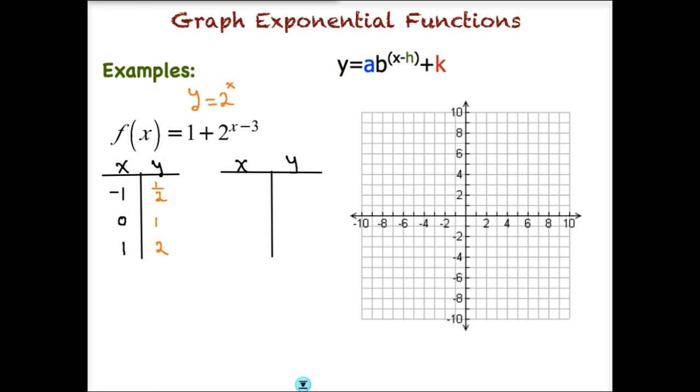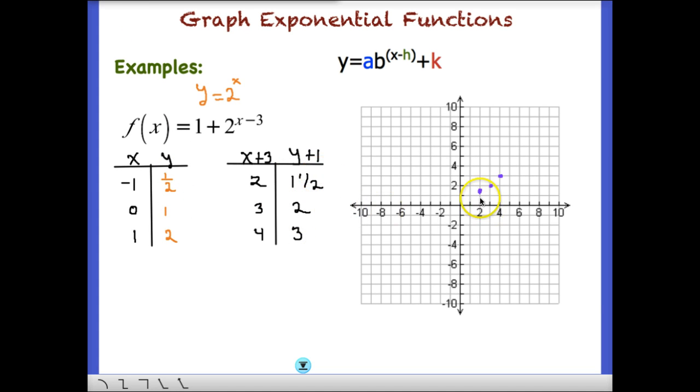Now all we have to do is transform those points. Well, what does this 1 do? Well, it doesn't matter if it's at the front or the back. That's an adjustment to our horizontal asymptote or to our y value. So we have plus 1 here. The negative 3 here means we adjust our horizontal, and so we plus 3 here. Now we can just add those to each of these points to get our transform points.